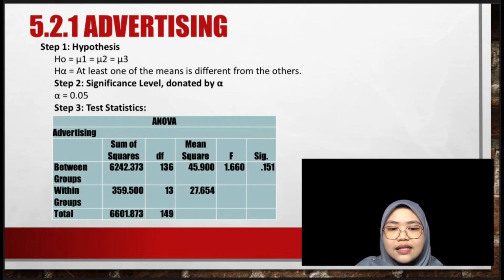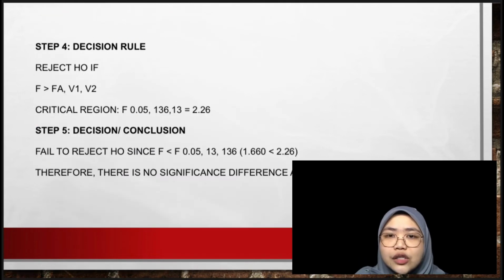5.2.1 is hypothesis testing for advertising. In this slide show from step 1 to step 3, step 1 is hypothesis, step 2 is significance level, and step 3 is test statistic. Step 4 is decision rules. We reject H null if F is bigger than F alpha, V1, V2. Critical region for F alpha is 0.05, V1 is 136, and V2 is 13 with the total amount is 2.26.